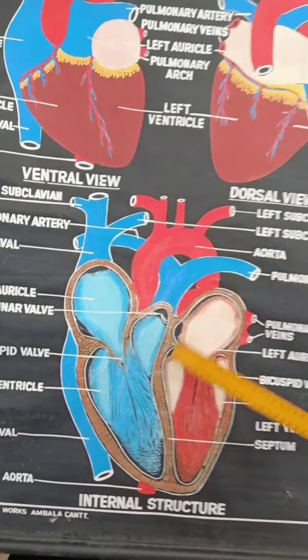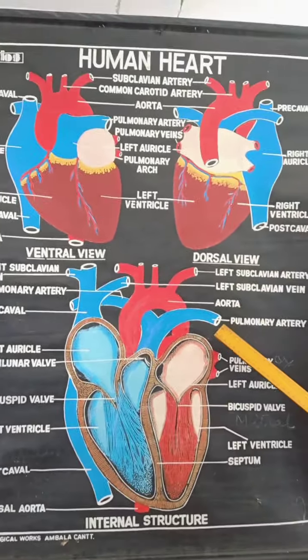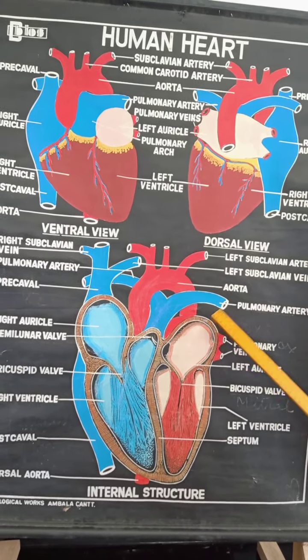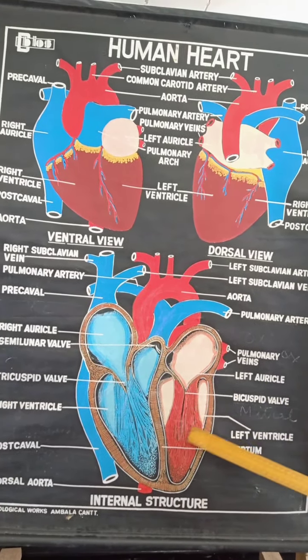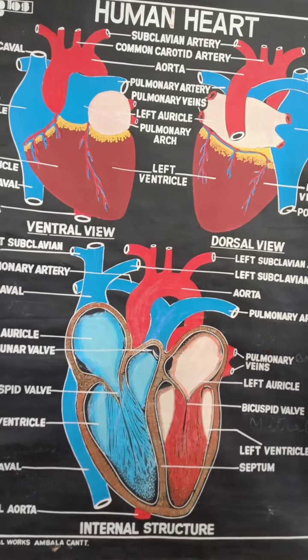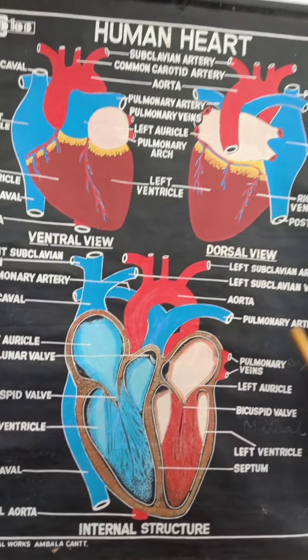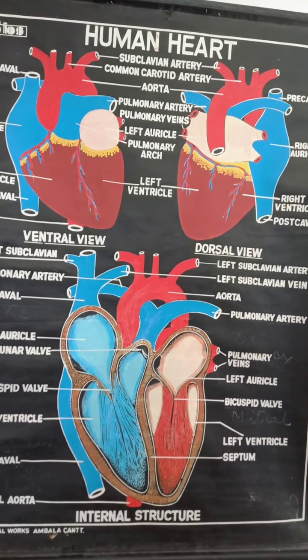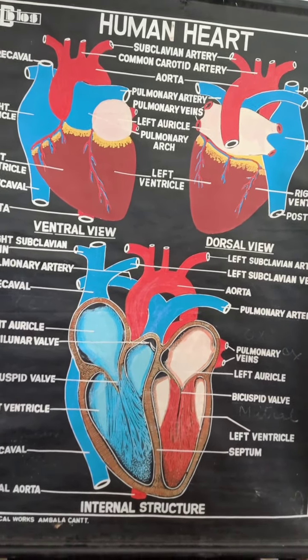So children, we have understood the external part of the heart, the chambers, the vessels, the valves, the chamber separation, and the oxygenated and deoxygenated blood. So we have completed the structure of the heart. Now in the next lecture or next video we will have the sinoatrial node.